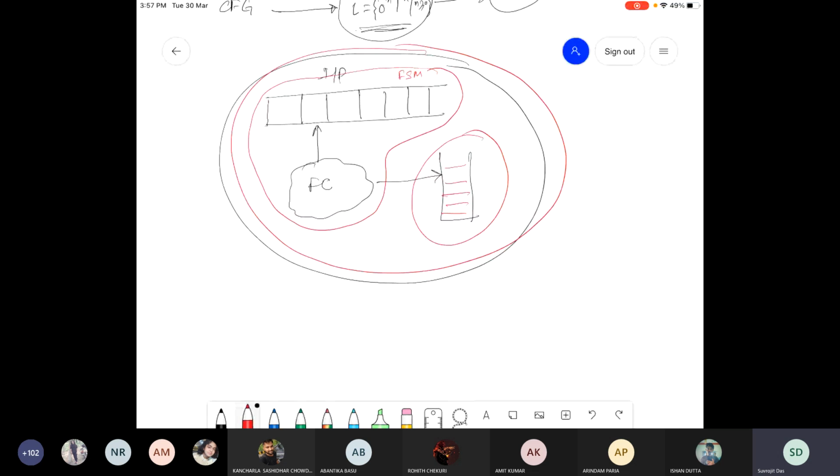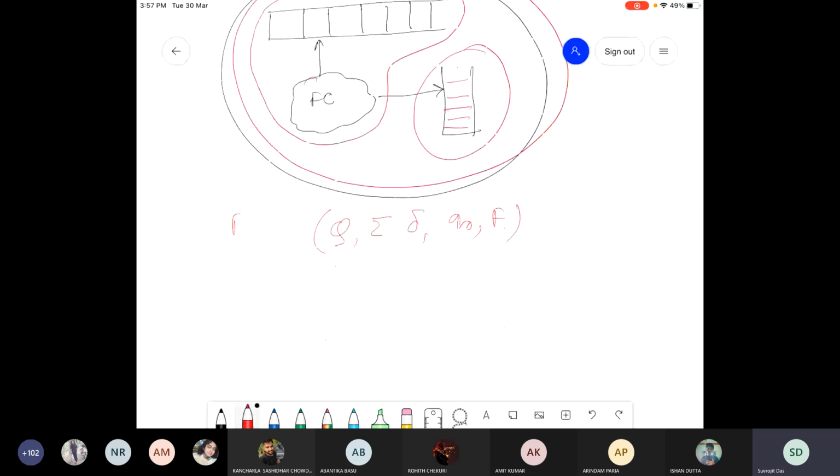Now how do I define it? Any idea? The finite state machine was a 5-tuple. It had Q, sigma, del, Q0 and F, right? I hope you remember, where del was defined as Q cross sigma taking you to Q. If it is the non-deterministic finite automata, it was Q cross sigma taking you to 2 to the power Q, right?